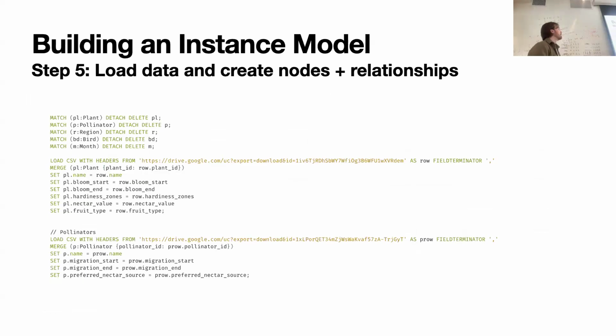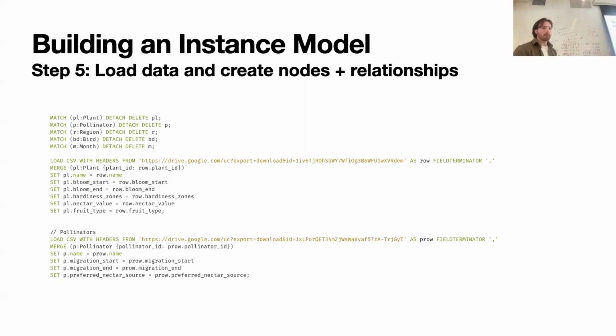So I guess the next step is to load our data into our graph database and actually create the nodes and relationships. This is where we start writing some Cypher code. A good habit at the top of your Cypher query file is to have something that deletes all of the nodes in your database. Here we're matching all of the nodes of each type, and then we're running detach delete. That's going to not only delete the node, but also the relationships that the node has going out of it.